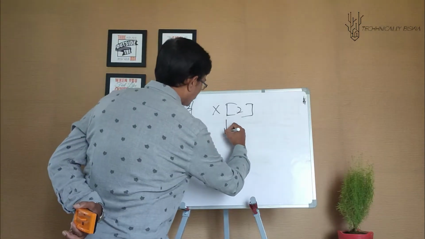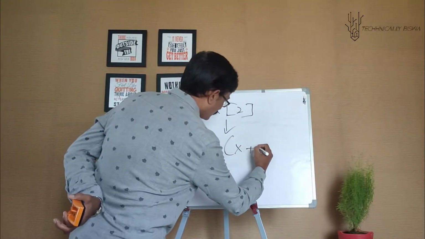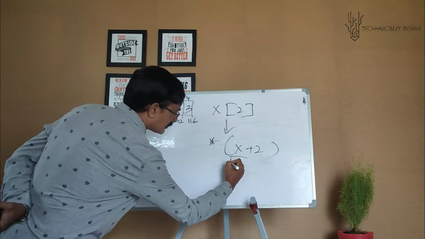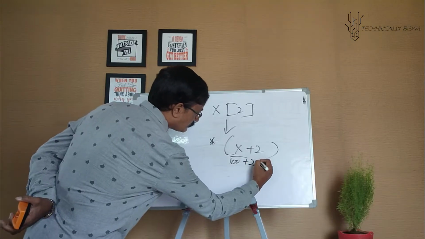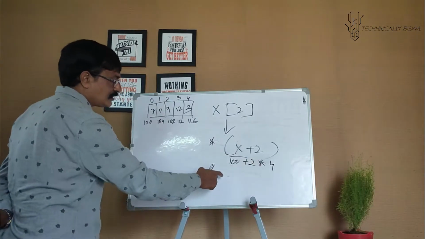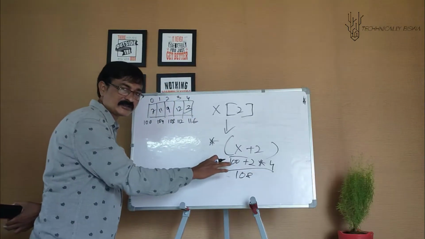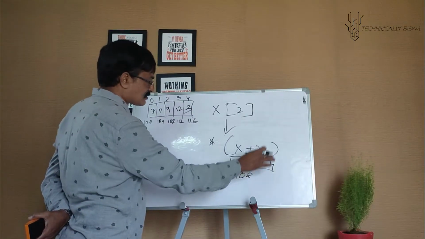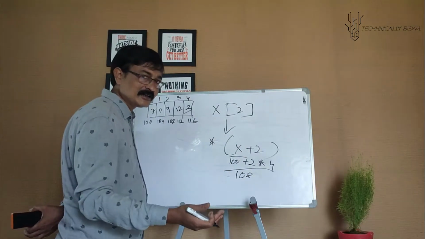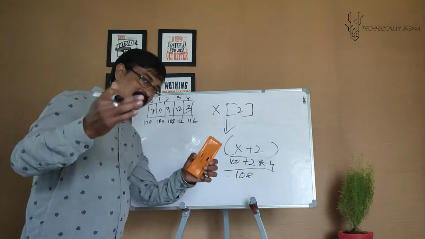x sub 2 will translate to asterisk of x plus 2. Look at the translation here. x gives you the base address, that is 100, plus 2 into the scaling factor, how much? 4. Ultimately you get 108. Clear with this? Now 108 is an address. If you use asterisk with it, the value at 108, you get 9. Got it?